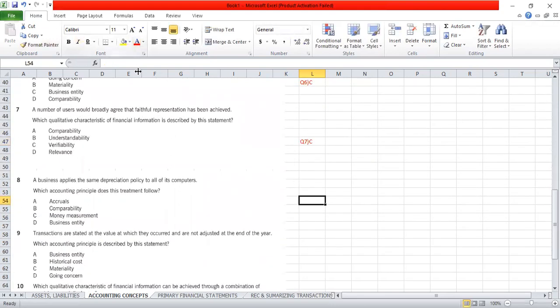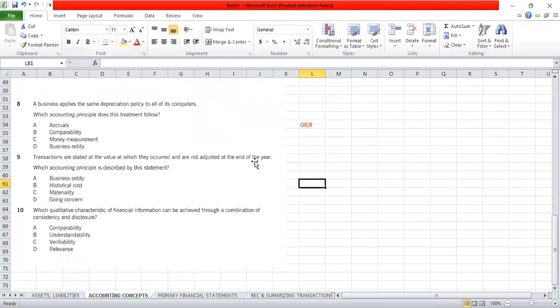Question number 8. A business applies the same depreciation policy to all of its computers. Which accounting principle does this treatment follow? It follows comparability, which is B for this question.